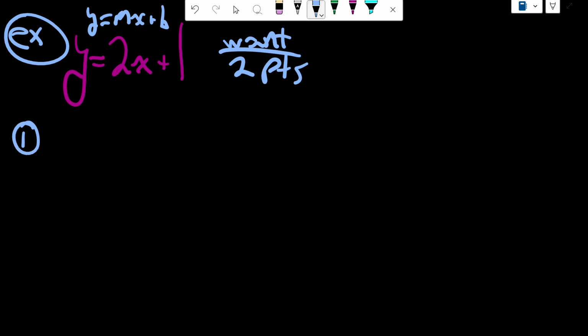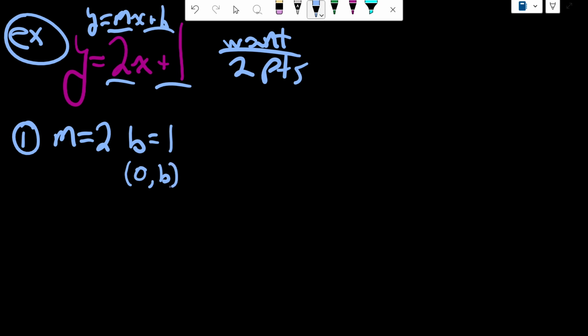So here we see that m equals 2, because 2 is right before the x in our equation, same as where m is in our original equation. We can also see that b equals 1. Now, if you take that earlier knowledge, we know that our coordinate pair at b will always be (0, b), because you can't move on the x-axis and also be touching the y-axis. So our first point is (0, 1).